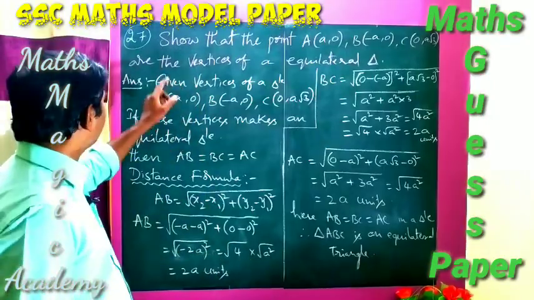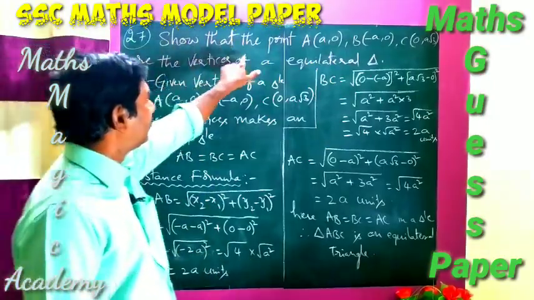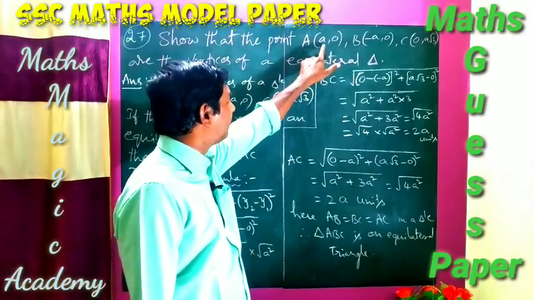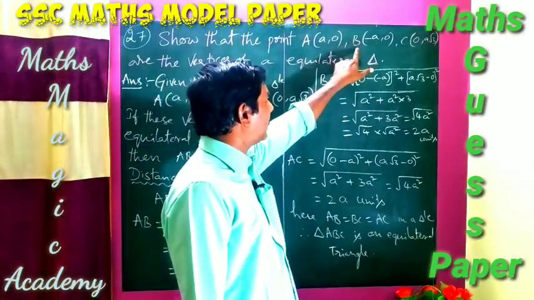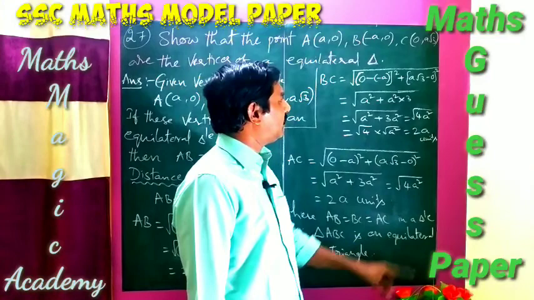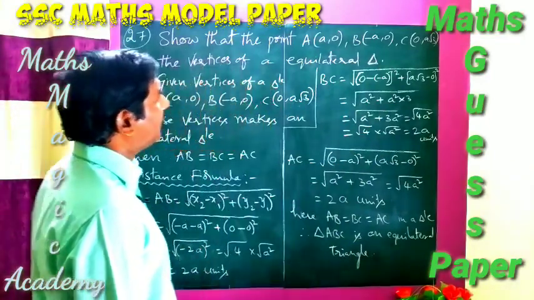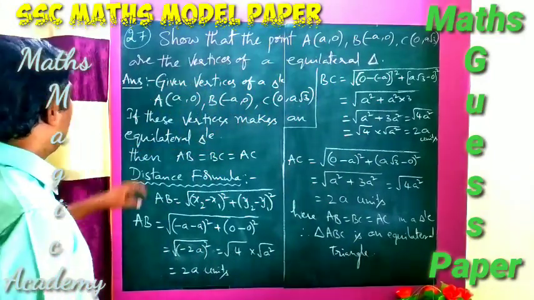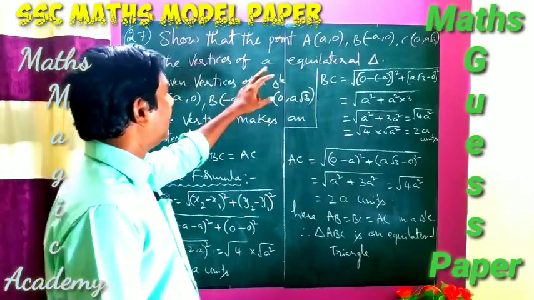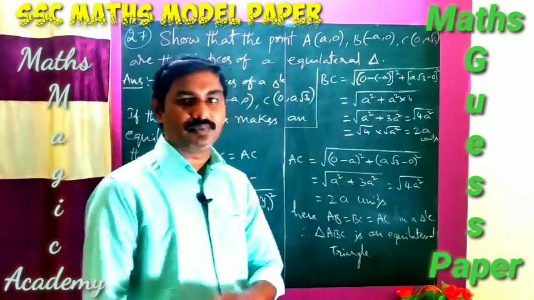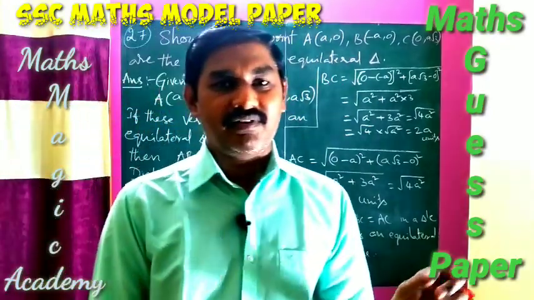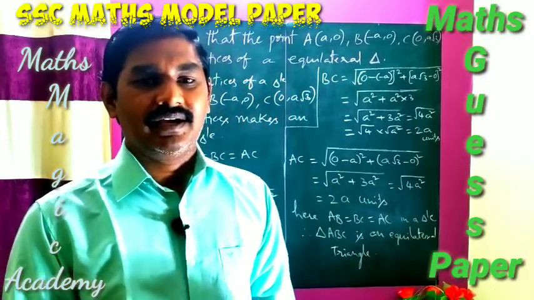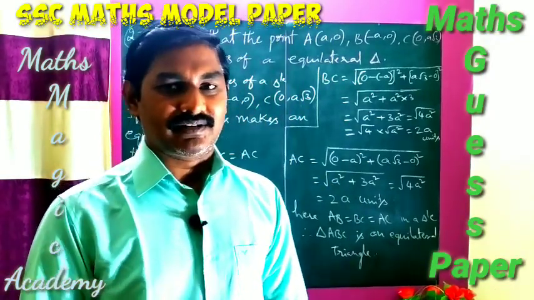Next, question number 27. Show that the points A (a, 0), B (-a, 0) and C (0, a root 3) are the vertices of an equilateral triangle. We have to prove whether the given vertices belong to an equilateral triangle or not.